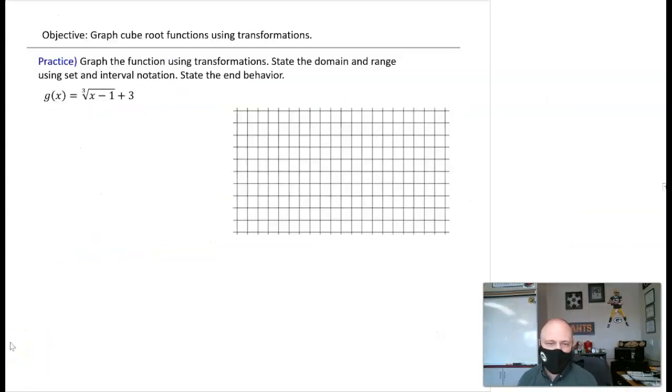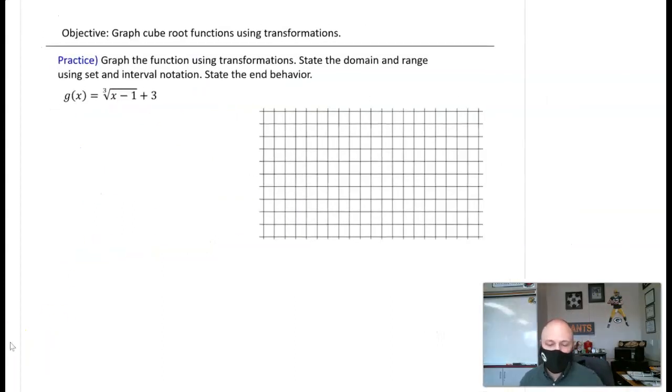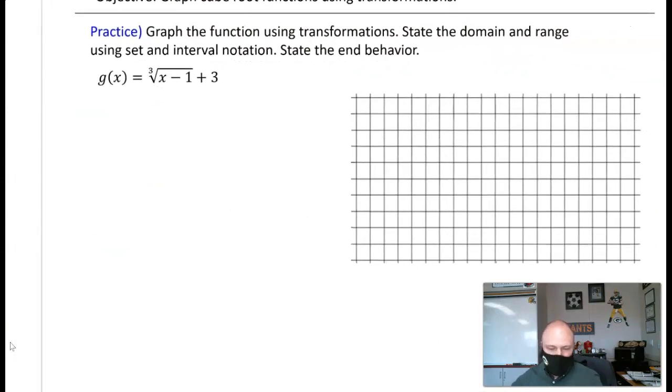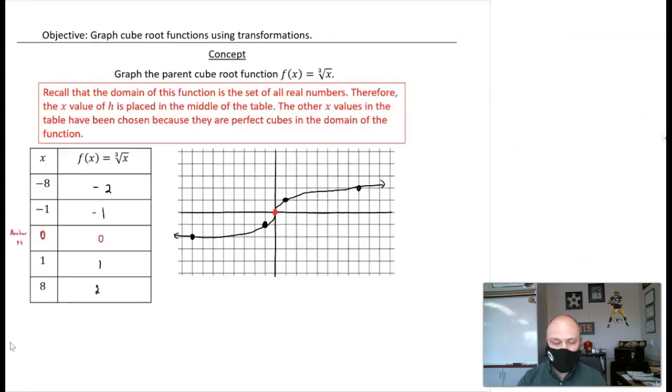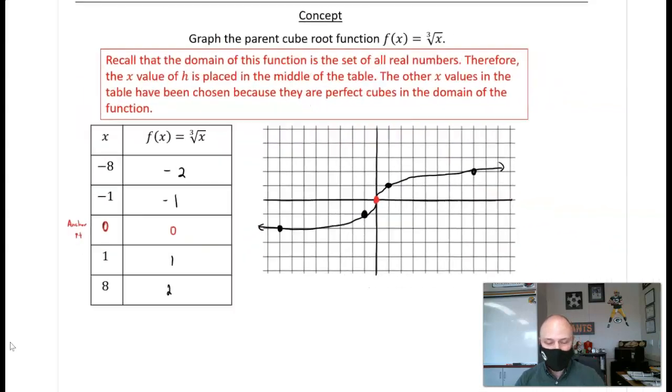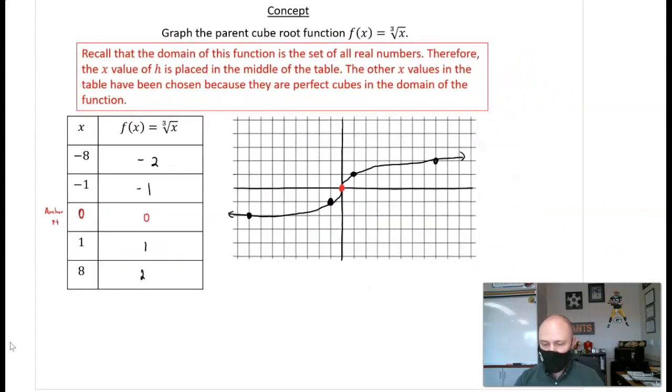All right, so here is a practice problem. Please go ahead, write down this practice problem, graph it using your transformations. So again, identify A, H, and K. You're going to transform that anchor point, and then you will plot the rest of the points using the relationship. If you need to remember what the relationship is with the rest of the points, you can always go back to your parent function notes to see that relationship.